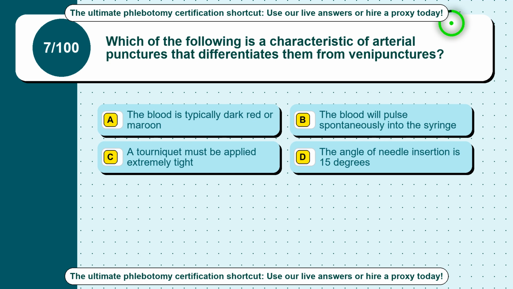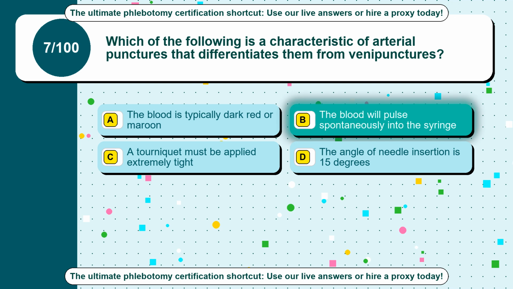Question 7. Which of the following is a characteristic of arterial punctures that differentiates them from venipunctures? Option A. The blood is typically dark red or maroon. Option B. The blood will pulse spontaneously into the syringe. Option C. A tourniquet must be applied extremely tight. Option D. The angle of needle insertion is 15 degrees.